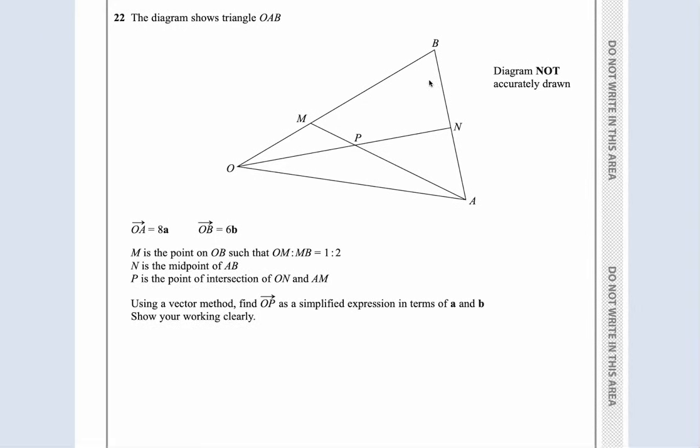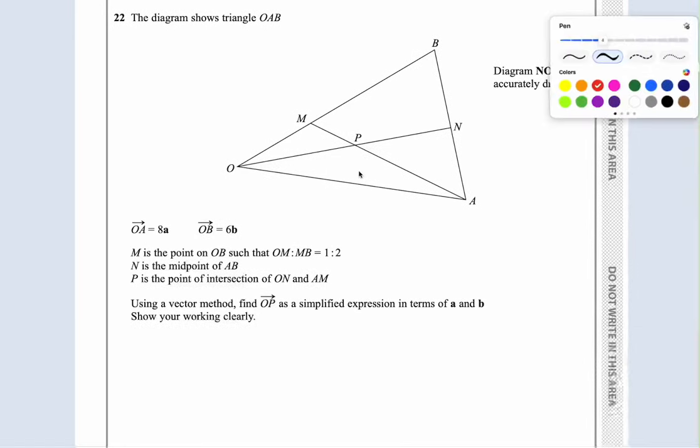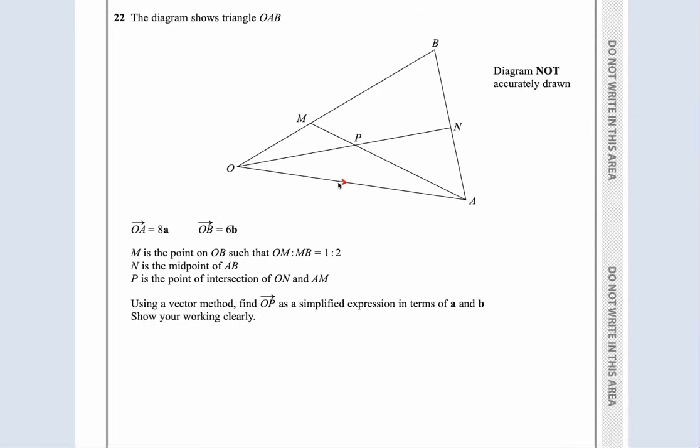So we have a diagram OAB, this triangle. It says OA is 8a. So let's put that in first. This here, guys, O to A is 8a. And then it says OB is 6b. But M is the point such that OM to MB is 1 to 2. So that ratio 1 to 2 is the same as 2 to 4. And I've got 6, so this will be 2b and this will be 4b. That's the ratio 1 to 2, and it adds up to 6b.